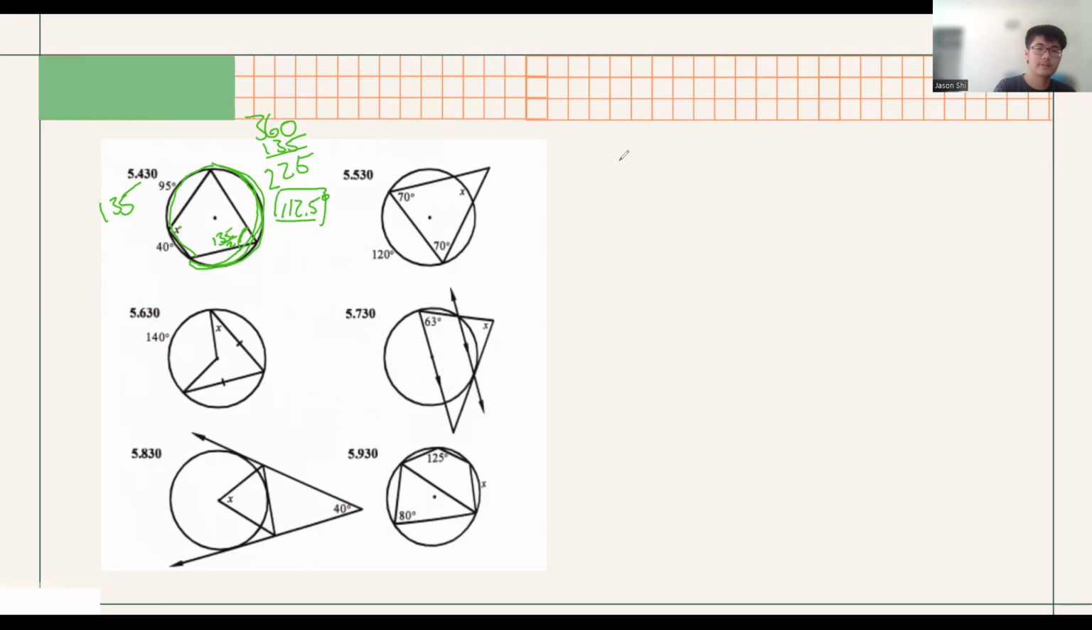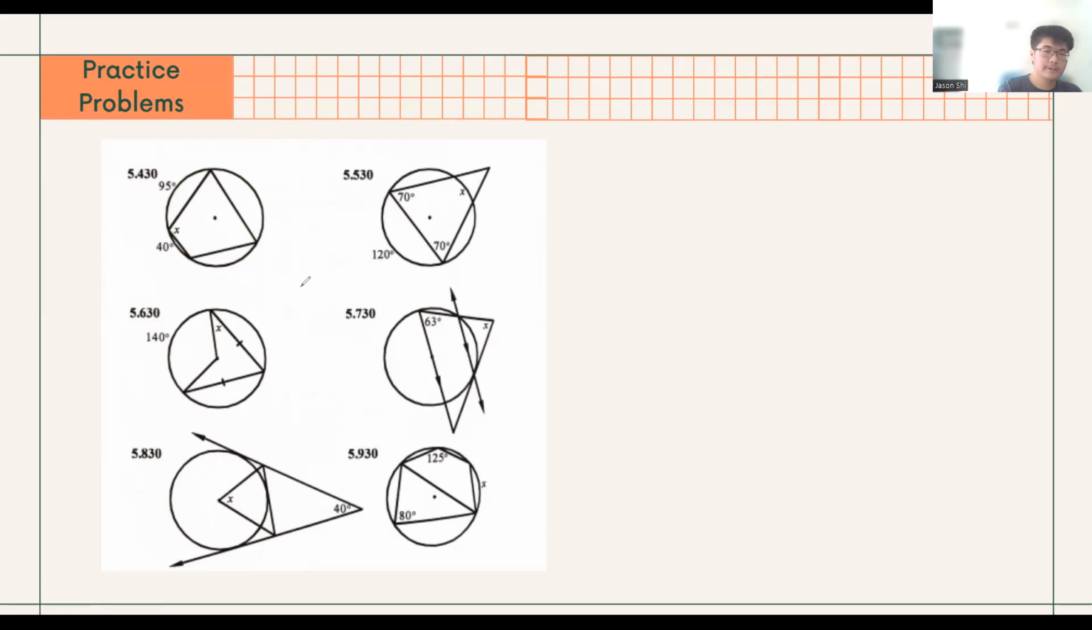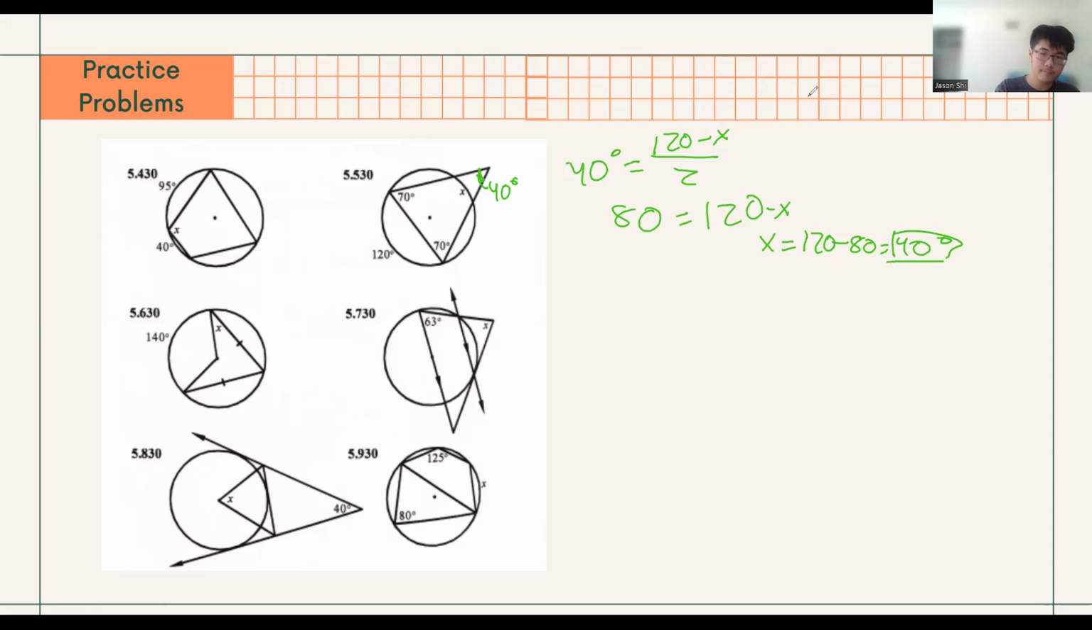Okay, there we go. So 5.530. A lot of people got this, so that's good. Since this is an isosceles triangle, we know this and this is 140, so this is 40 degrees. And we all know that this 40 degrees equals this minus this over 2. So 80 equals 120 minus x. And then x equals 120 minus 80 equals 40. So x is 40 degrees. All right, moving on.